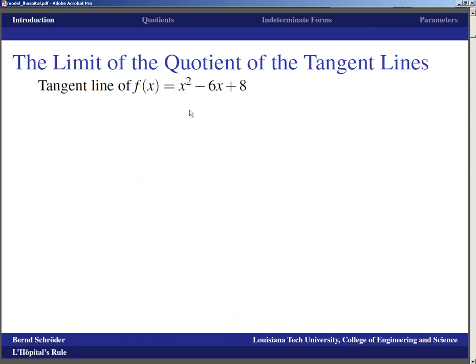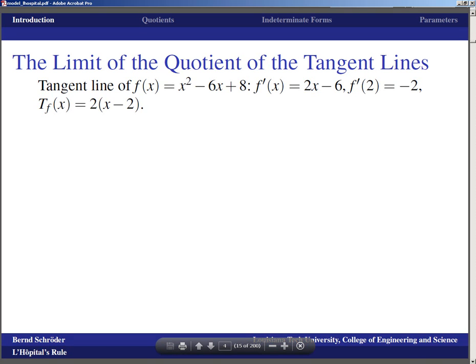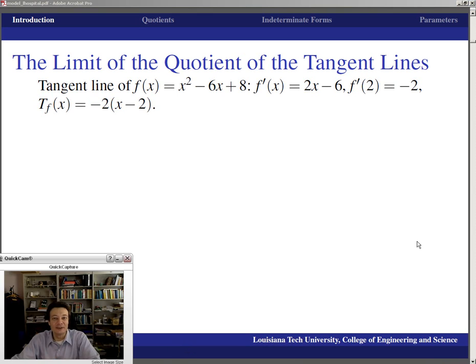So the tangent line of the numerator, f of x equals x squared minus 6x plus 8. Well, you take the derivative, that's 2x minus 6. The derivative at 2 would be 2 times 2, which is 4 minus 6, which gives us negative 2. And so the tangent line of f at 2 would be negative 2 times x minus 2. It has got the right slope, and it is 0 at 2. That should be negative 2 there. Hang on just a minute. Okay, now it's a negative 2.